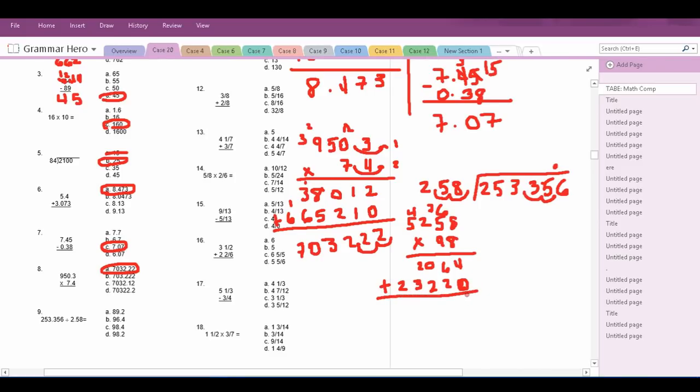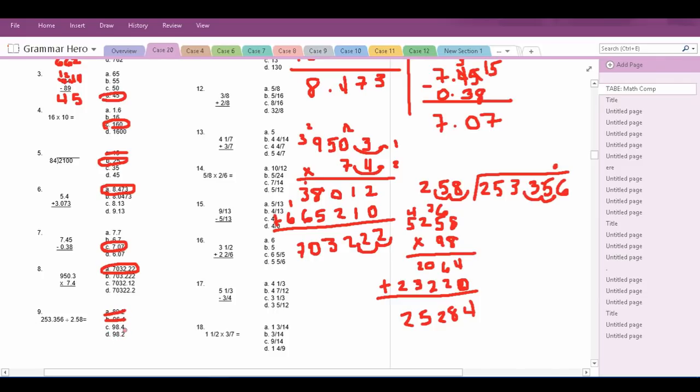4 plus 0 is 4. 4 plus 2 is 6... 8. 2 plus 0 is 2. 2 plus 3 is 5. And then 2 plus 0 is 2. 25,284. Is that less than 25,335? It is, so we know that 98 is going to be the number we're working with. Get rid of these automatically.